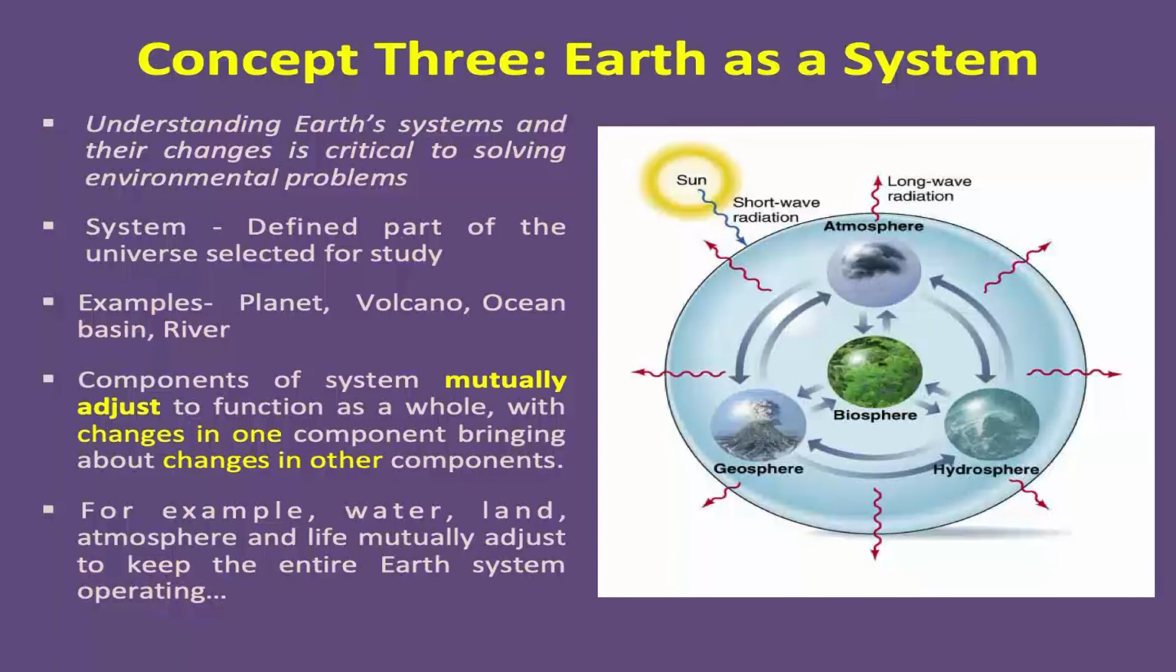So this part is extremely important because effect on one system is going to bring effect on another system. So for example, water, land, atmosphere and life mutually adjust to keep the entire system operating. Because a system cannot come to a standstill. It needs to keep rolling. So they mutually adjust. If there is a change in one system, it will definitely be reflected on the other one, but they will keep adjusting mutually and keep rolling on. So the entire Earth system keeps operating by mutual adjustments.